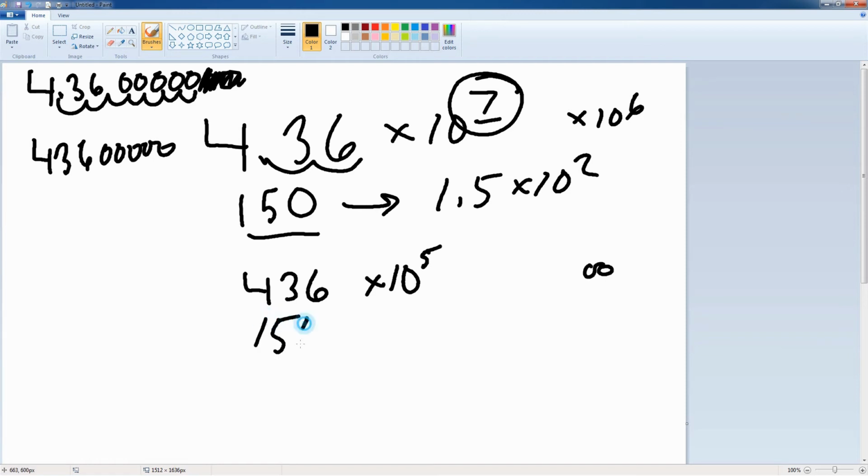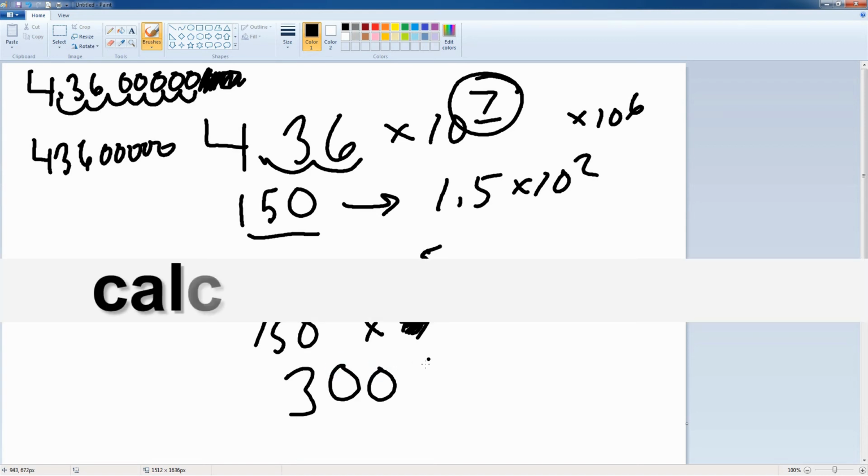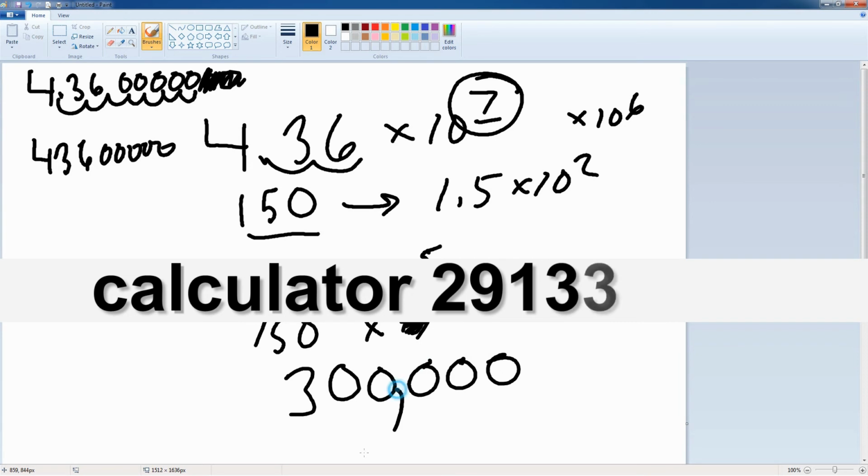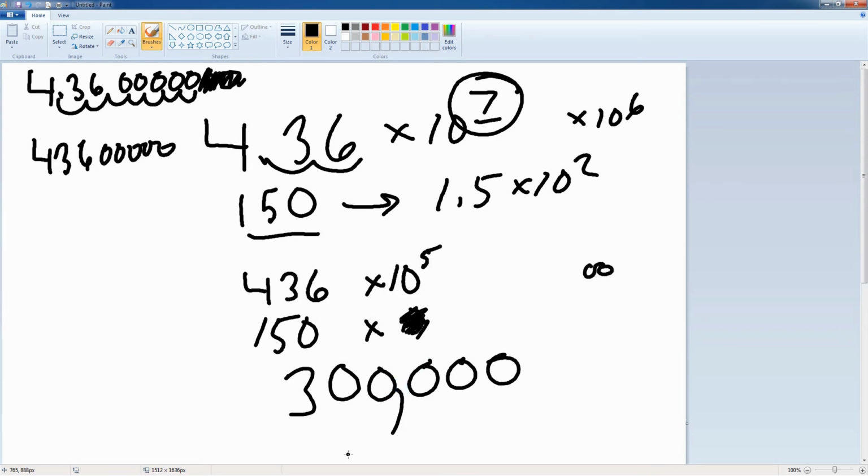Now I'm dividing two numbers. 436 divided by 150. Well, 150 and 150 and 150 adds up to 450. So this is 3. Okay, and 5 zeros still left on. 1, 2, 3, 4, 5. 300,000. By grade 11, you really want to be able to do that.